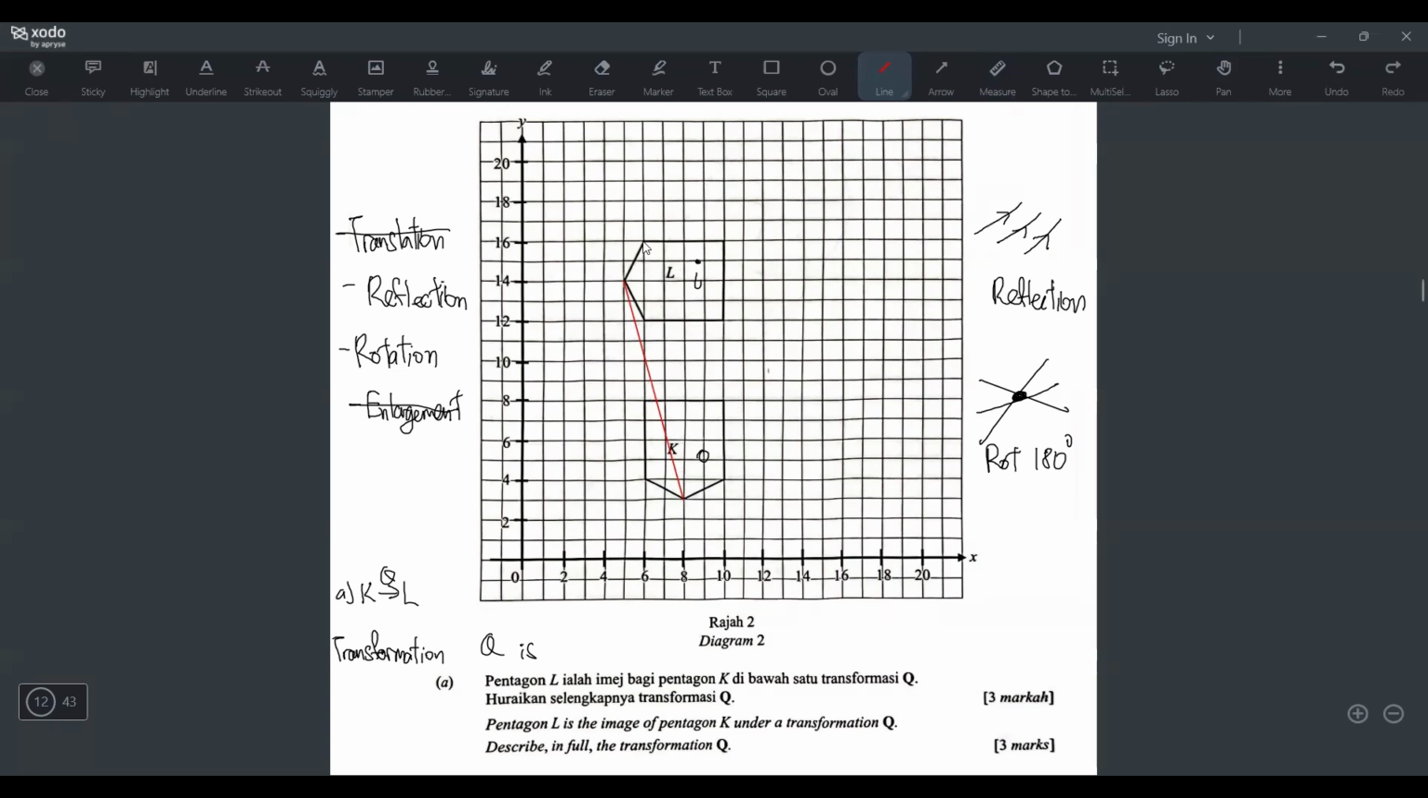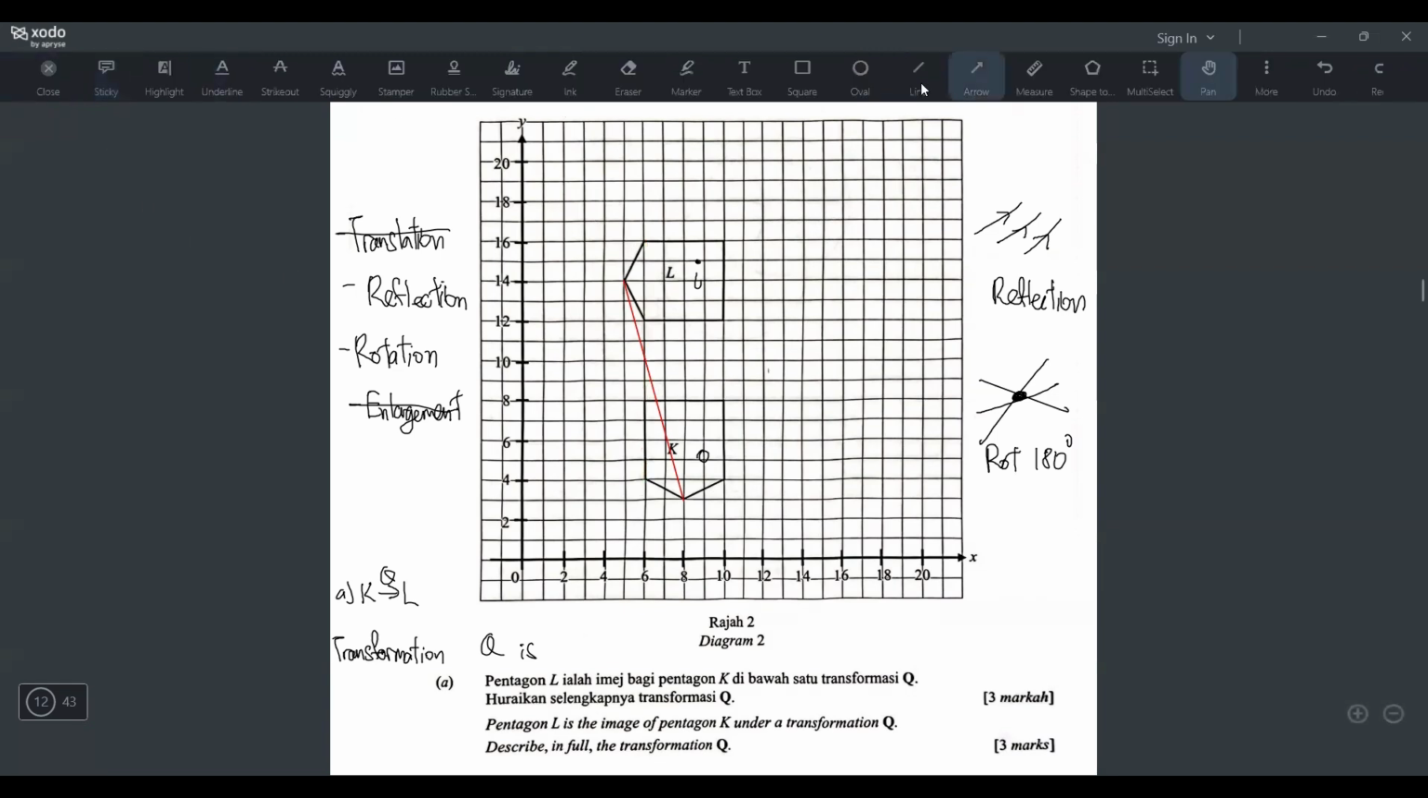So can you tell me, ini saya nak join ni sekarang. Ini dia punya kawan siapa? This point. This point dia punya kawan siapa? This one, right? You know why, right? Because this one, sorry, this one lah. Silap. So this point actually the corresponding is this one. Okay, down like this, right?